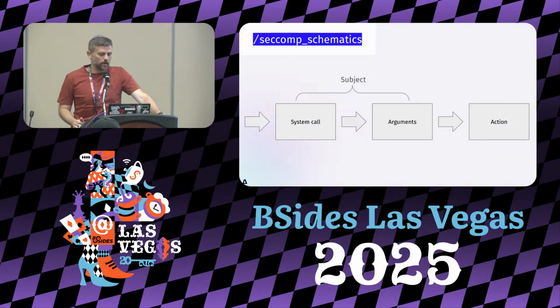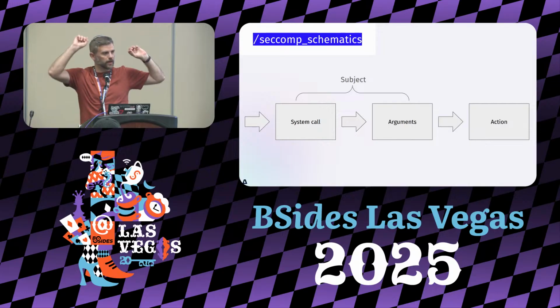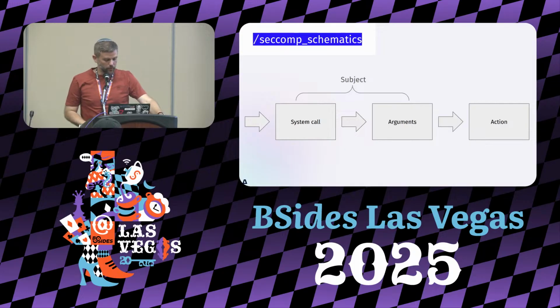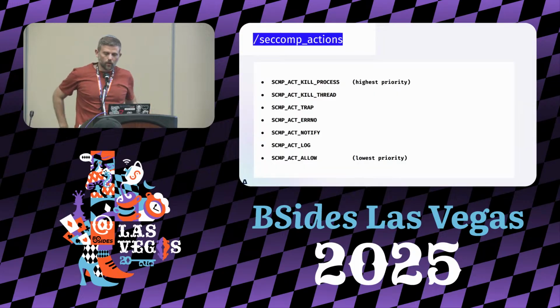And this is how the schematic seccomp profiles for containers look. They have this list of system calls, optionally arguments, and what to do with them. And this is how they look. So what are the actions? Seccomp today enables you to do different responses in case of different system calls and arguments.